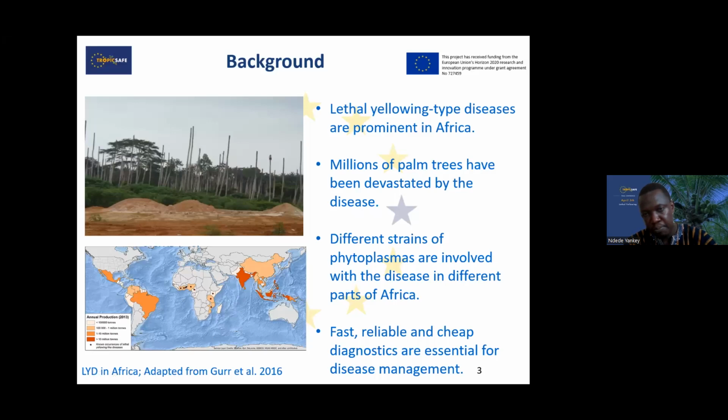So the disease is very prominent in Africa, and it has destroyed millions of farms and destroyed the livelihoods of many resource-poor farmers on the continent. Different strains of phytoplasmas are involved with the disease in different parts of the continent. And the use of fast, reliable, and cheap diagnostics are an essential part of the disease management strategy.